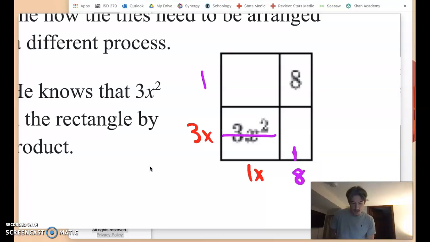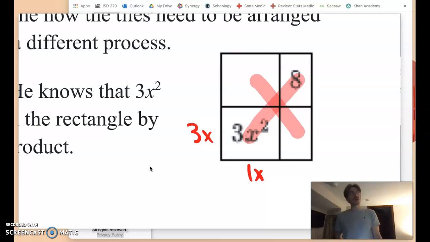8 times 3, that works out to be 24, and 1 times 1, that works out to be 1x squared. I guess x, sorry, that's way too many x's. So I really need to start to consider how I can work this out. If we remember that rule, I've got 3x squared times 8, that's 24x squared. When I multiply this other diagonal, it also needs to be 24x squared. So how do I break up 24?